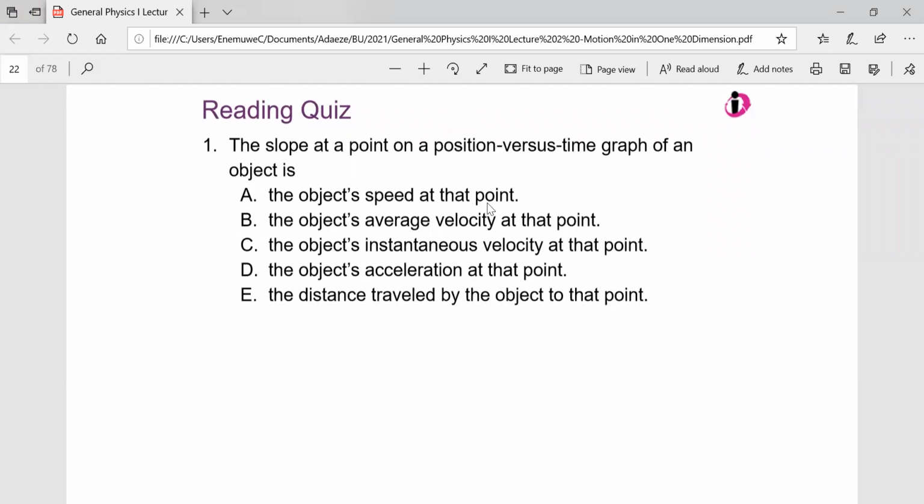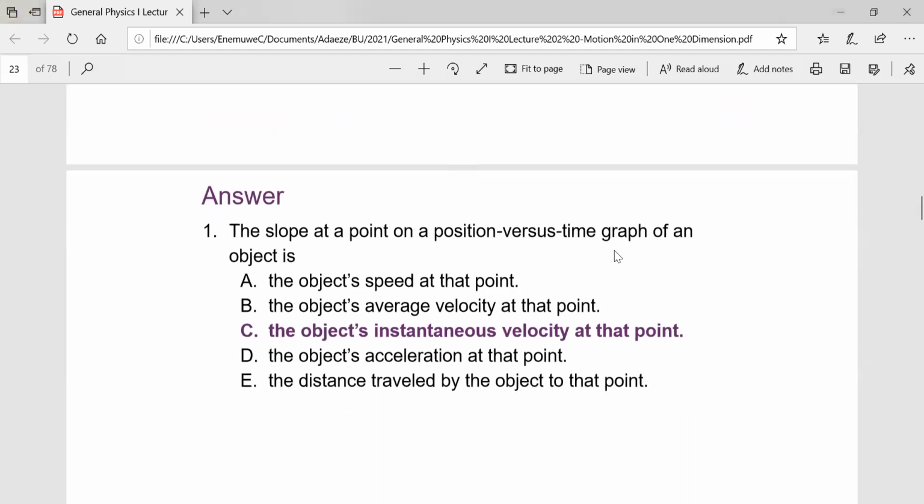All right, so this is just a simple reading quiz. The slope at a point on a position time graph of an object tells you what? I like to see the answer in the chat. C. Okay, good. Instantaneous velocity, yes. So that's just the last thing we discussed, that the slope, with the emphasis on the word point, gives us the instantaneous velocity. All right. So C is our answer.